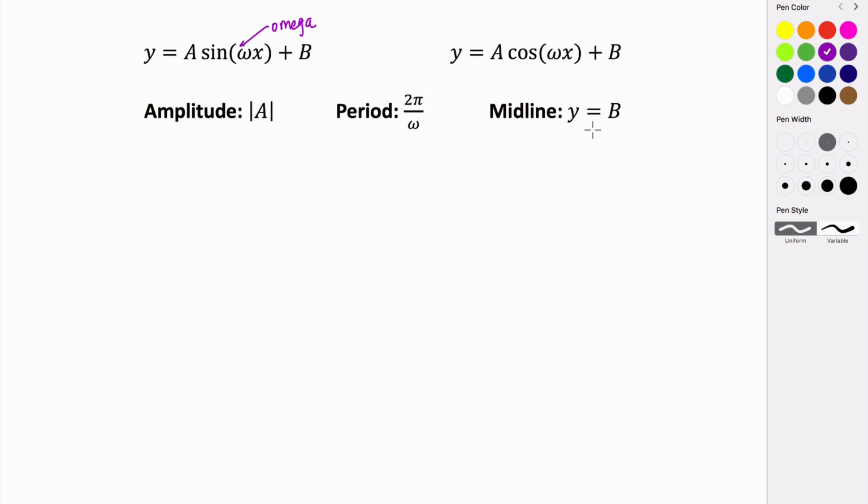And then the midline is essentially just our vertical shift, and so it's whatever the value of b is. If b is positive, it's shifted up. If b is negative, it's been shifted down. The midline is going to have an equation of y equals b. So if there's been no vertical shift, it's y equals 0, and it's just going to be the x-axis. So let's actually take a look at calculating some of these.